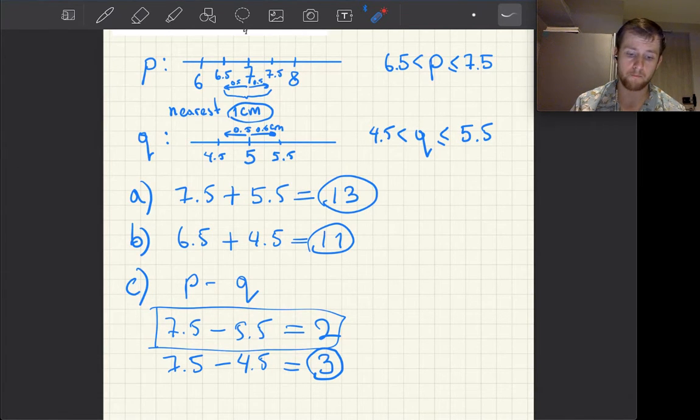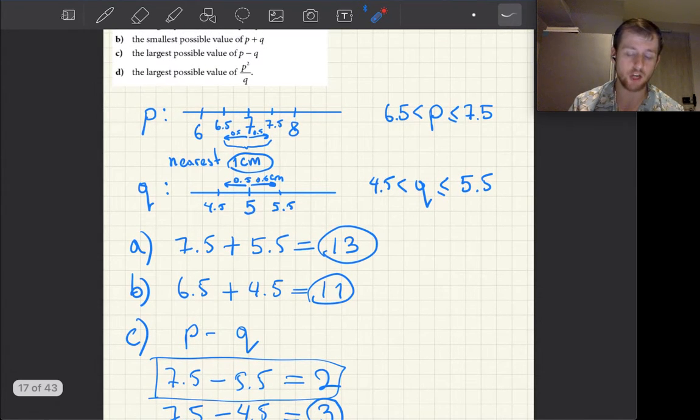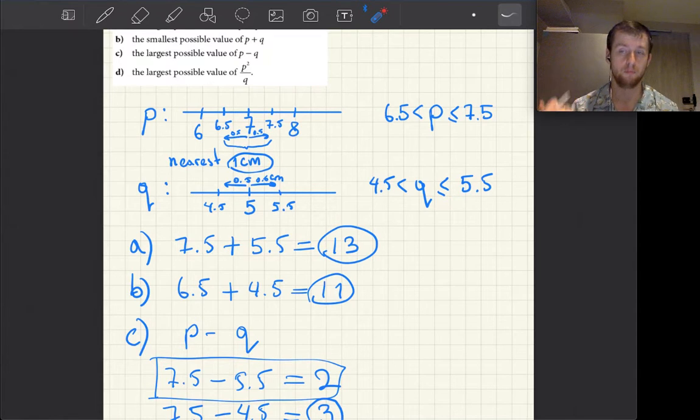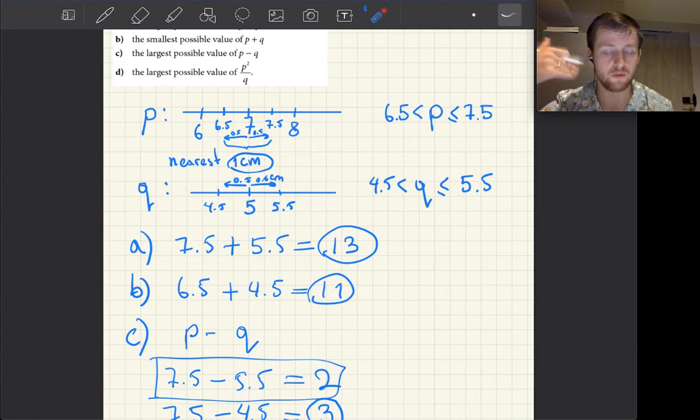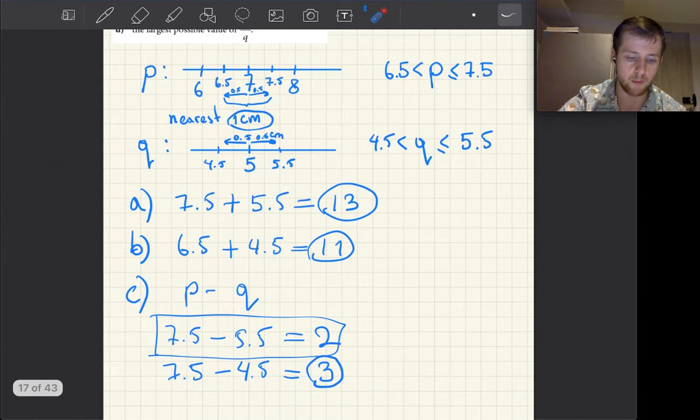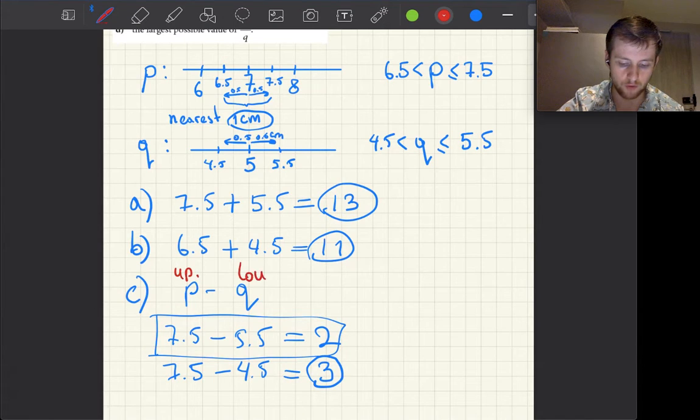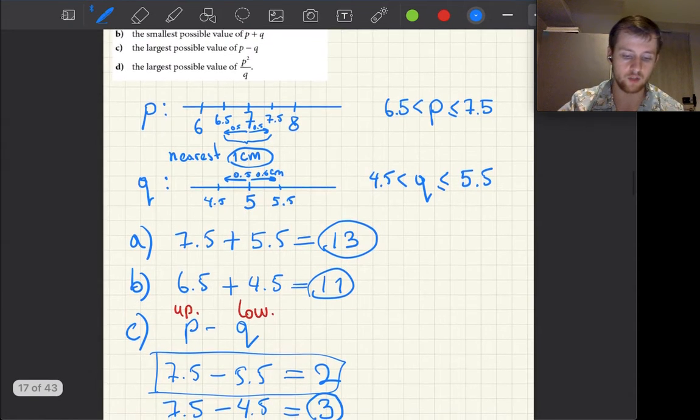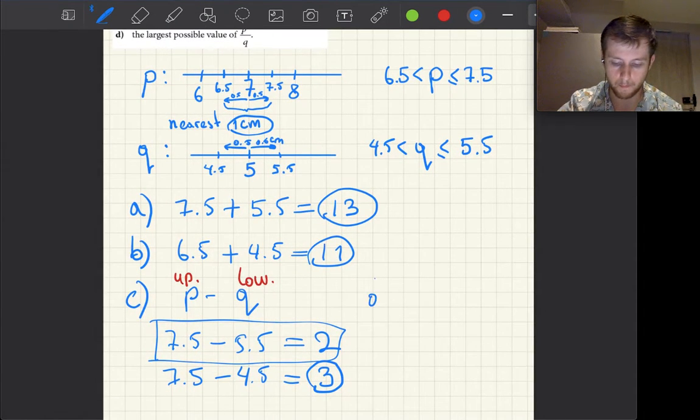So generally, when you do multiplication and addition, it's quite easy to find upper and lower bound. But when it comes to stuff like subtraction and division, normally you have to think about it a little bit, because normally it's going to be kind of in reverse. So for example, when you do subtraction, we have to take upper bound of P, and we have to take a lower bound of Q to get the actual answer. And next one, D, is even more tricky.